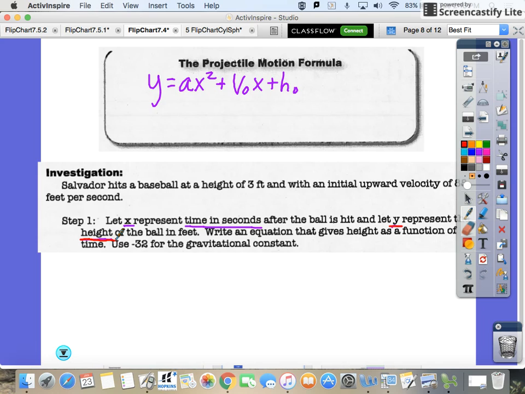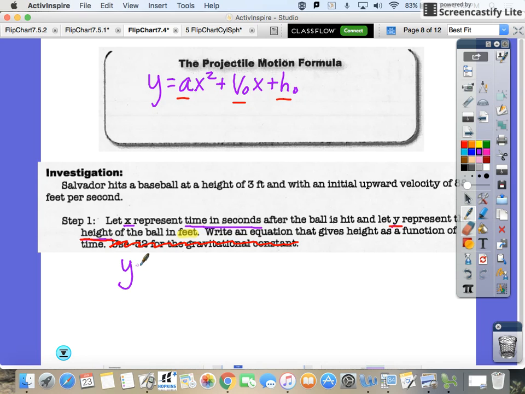Write an equation that gives height as a function of time. Use -32 for the gravitational constant. We will not use that. We'll use -16 like we talked about. So here what we're going to do is try to figure out what pieces we need. There's 3 things that are missing: A, v sub 0, and h sub 0. A is that constant that depends on whether we're using feet or meters. And in this instance, because we are using feet, we're going to use -16.